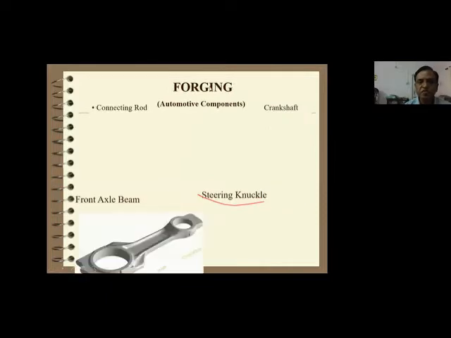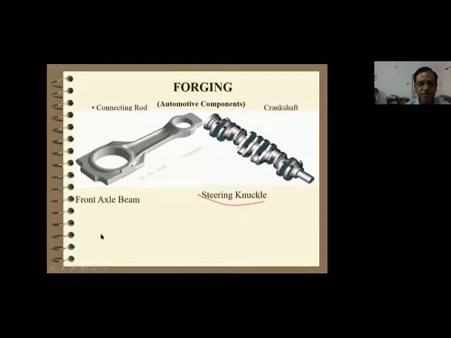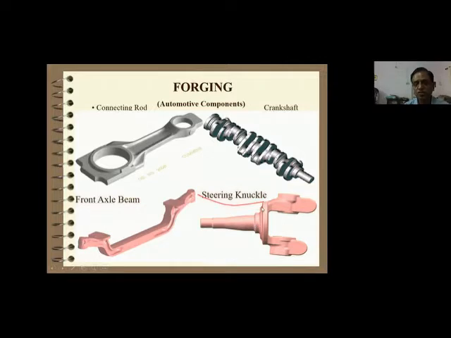So when the quantities are large, those jobs are normally processed on the press. Now these are some forgings like this, like a connecting rod. This is one crankshaft. This is a front axle beam. This is a steering knuckle. So we can make a variety of forgings, and based on the size of the forging, different capacities of presses or hammers are selected.